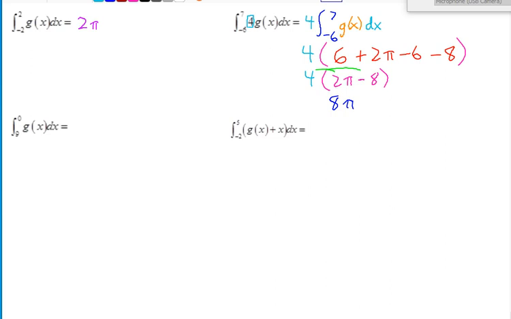Then 4 times negative 8 would be negative 32. So that's what that definite integral would equal.